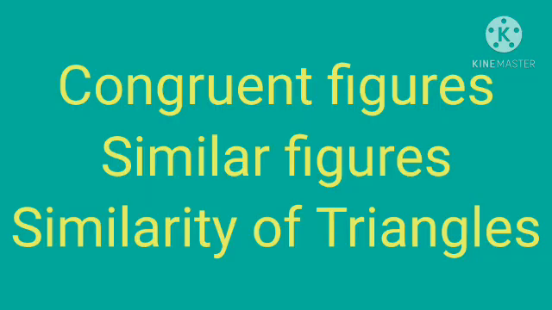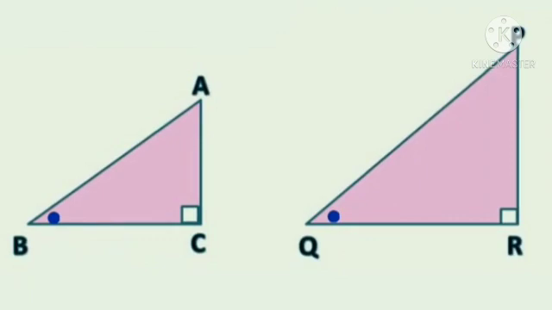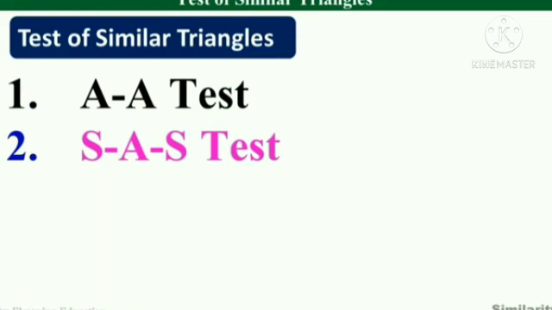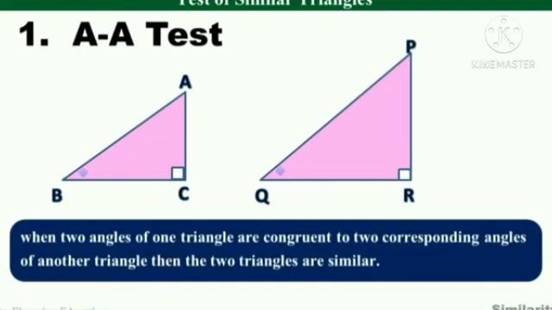Let us recall the similarity criteria to determine similarity of triangles. How to test similar triangles? Here you can see two triangles of different shapes, ABC and PQR. Now we are going to see the tests of similar triangles. So here we are discussing the AA criterion, SAS criterion and SSS criterion. What are the different concepts? The first one, AA test: when two angles of one triangle are congruent to two corresponding angles of another triangle, then the two triangles are similar.